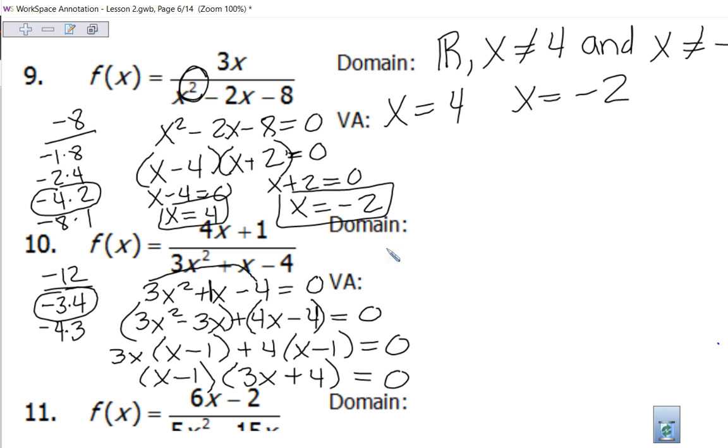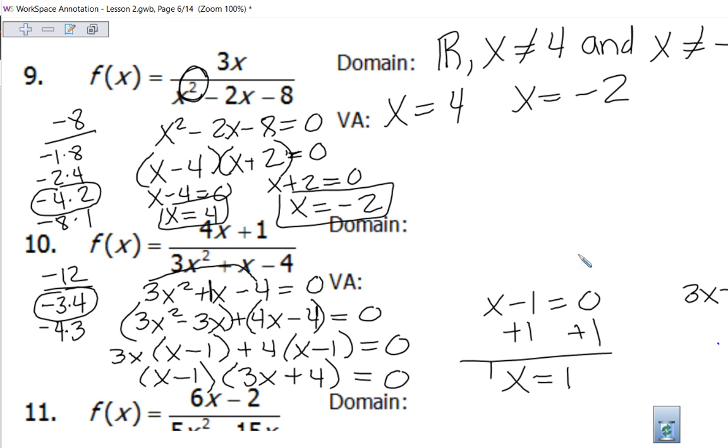And once we have these in factored form, what do we have to do next? Set them equal to 0. So x minus 1, set it equal to 0. 3x plus 4, set it equal to 0. And when I add 1, what's the equation for the first asymptote? X equals 1. And over here, what would I have to do first for the 3x plus 4? Subtract 4 to both sides. So 3x equals negative 4. Divide both sides by 3. And x equals negative 4/3.